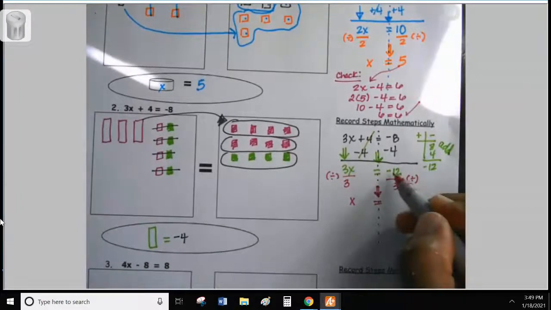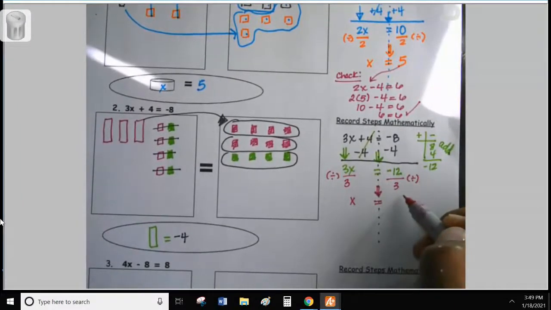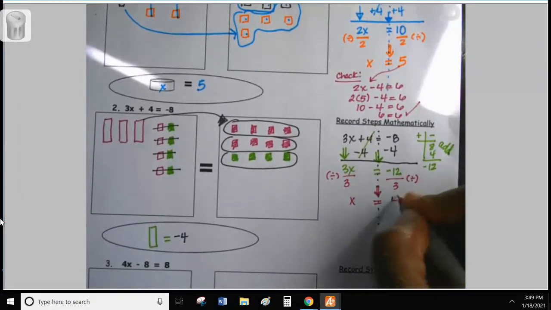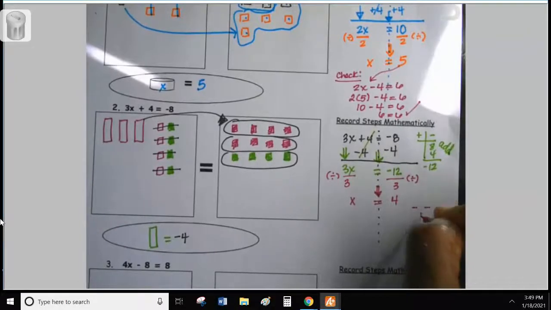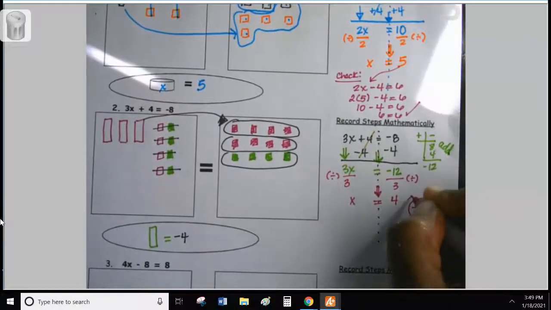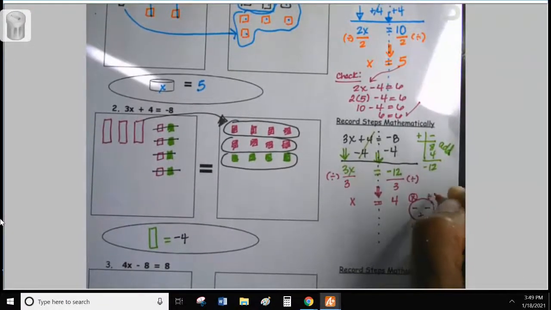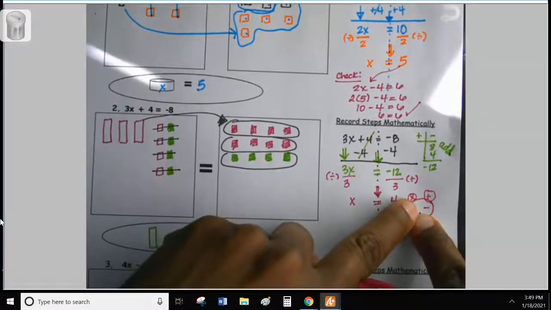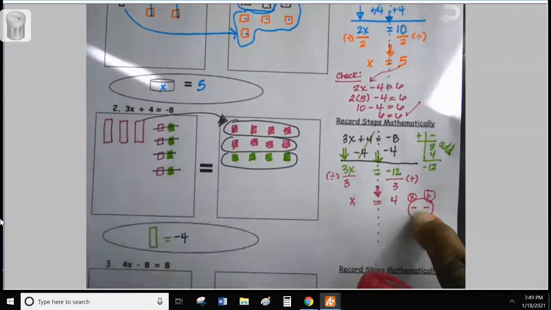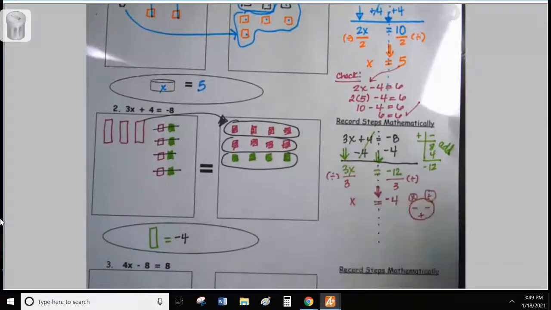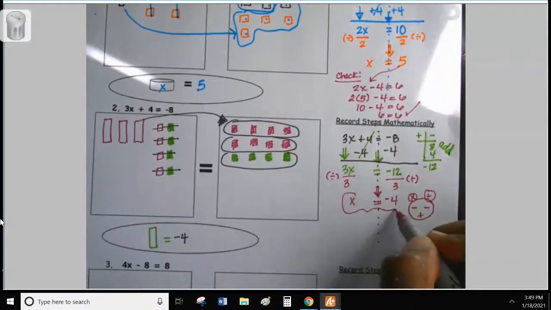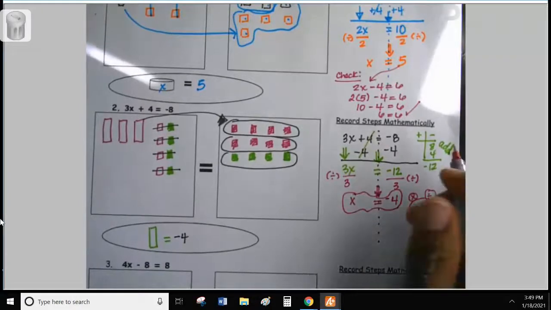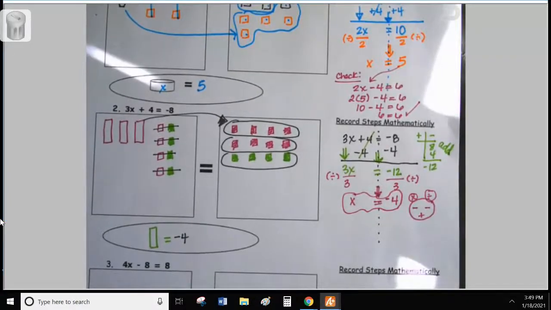And negative 12 divided by 3. 12 divided by 3 is 4. And then if you need to think about the sleeping mouse, if I have a positive and I have a negative, my answer is going to be negative. So this is going to be a -4, which we already knew because we modeled it first. But just in case, here it is for you.